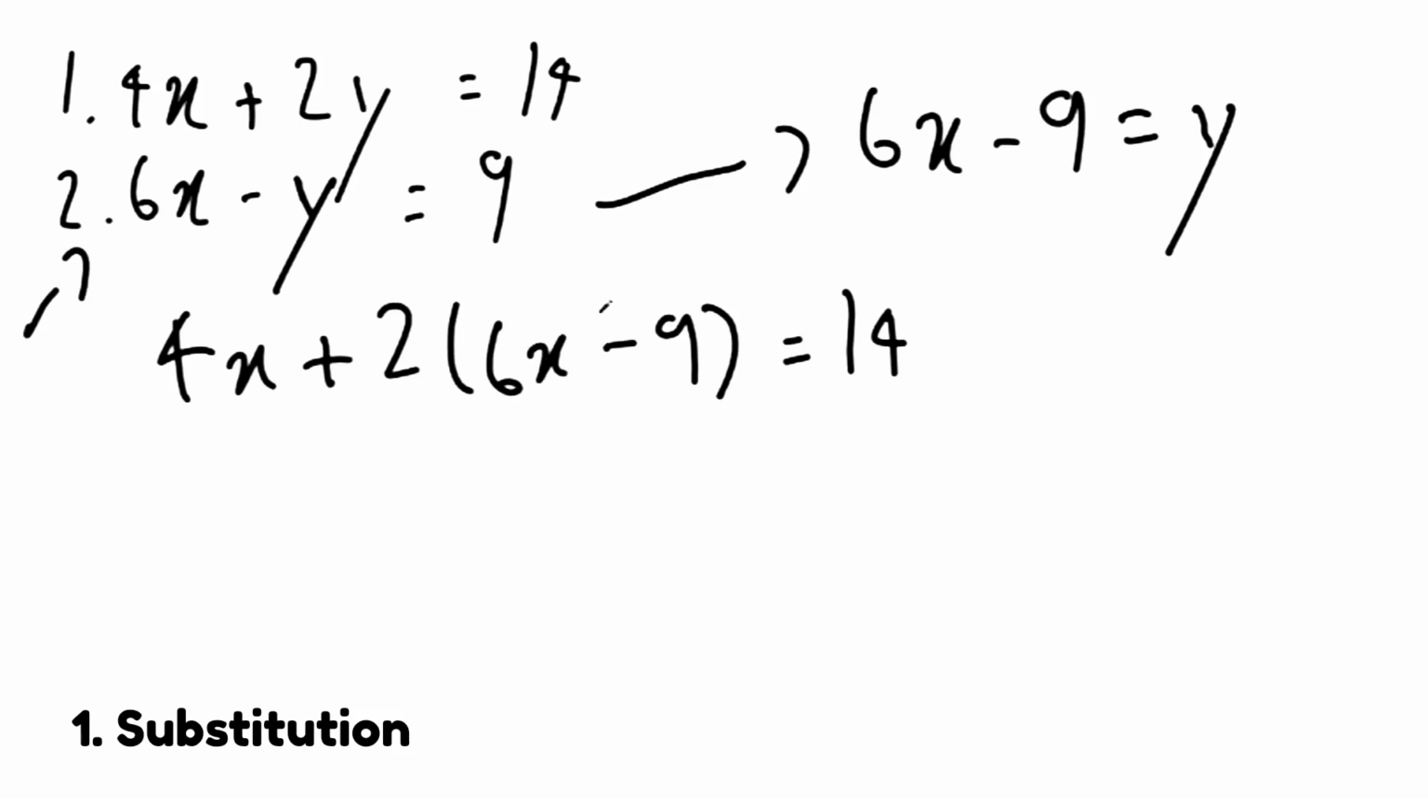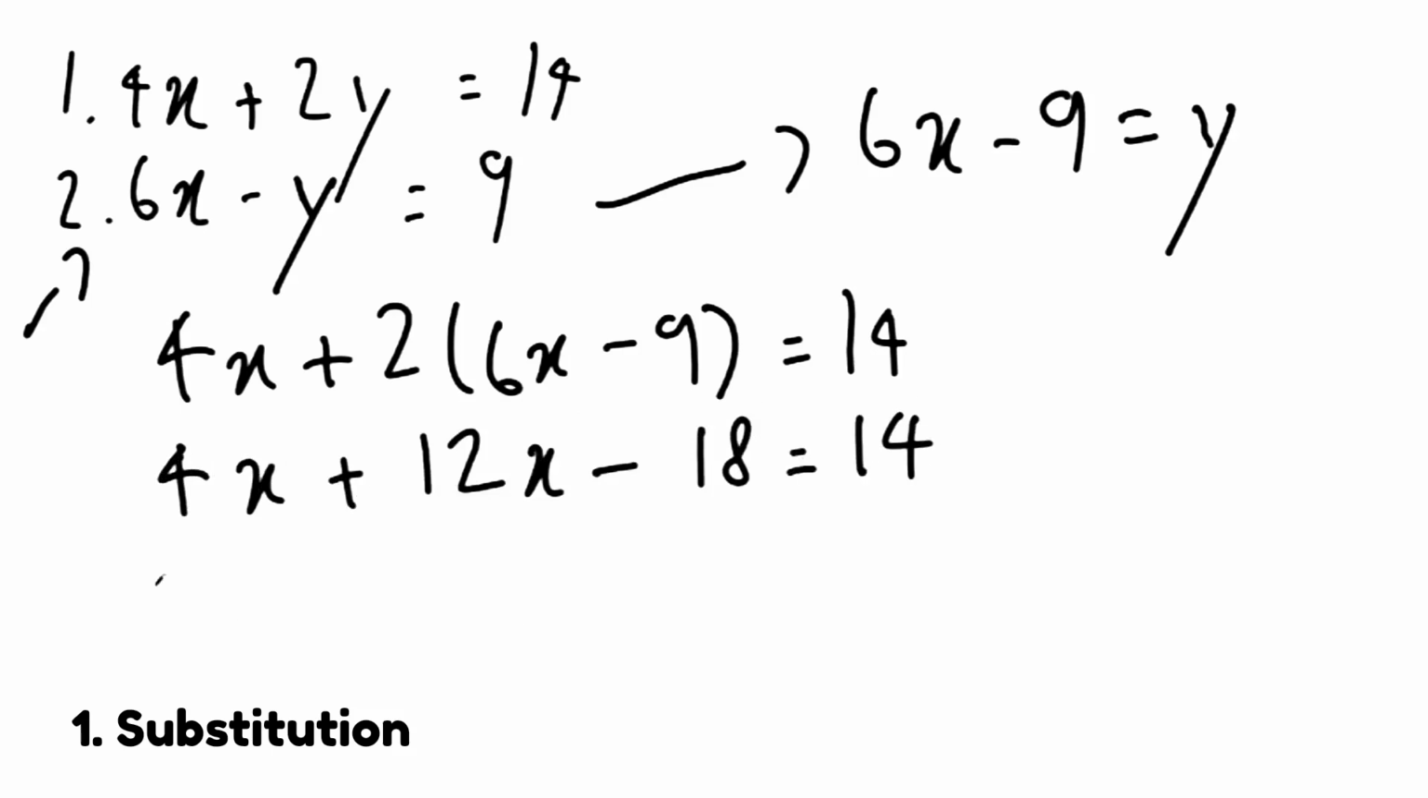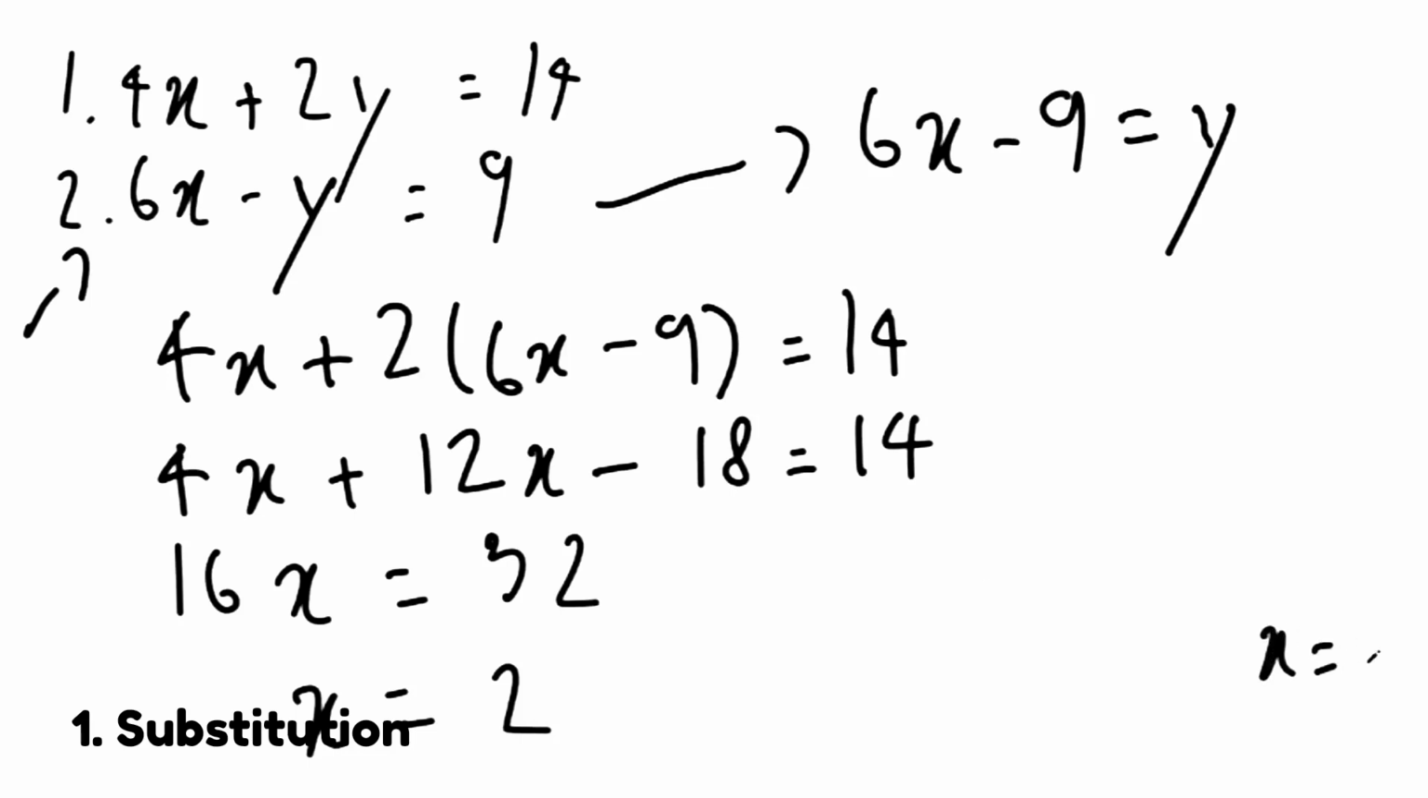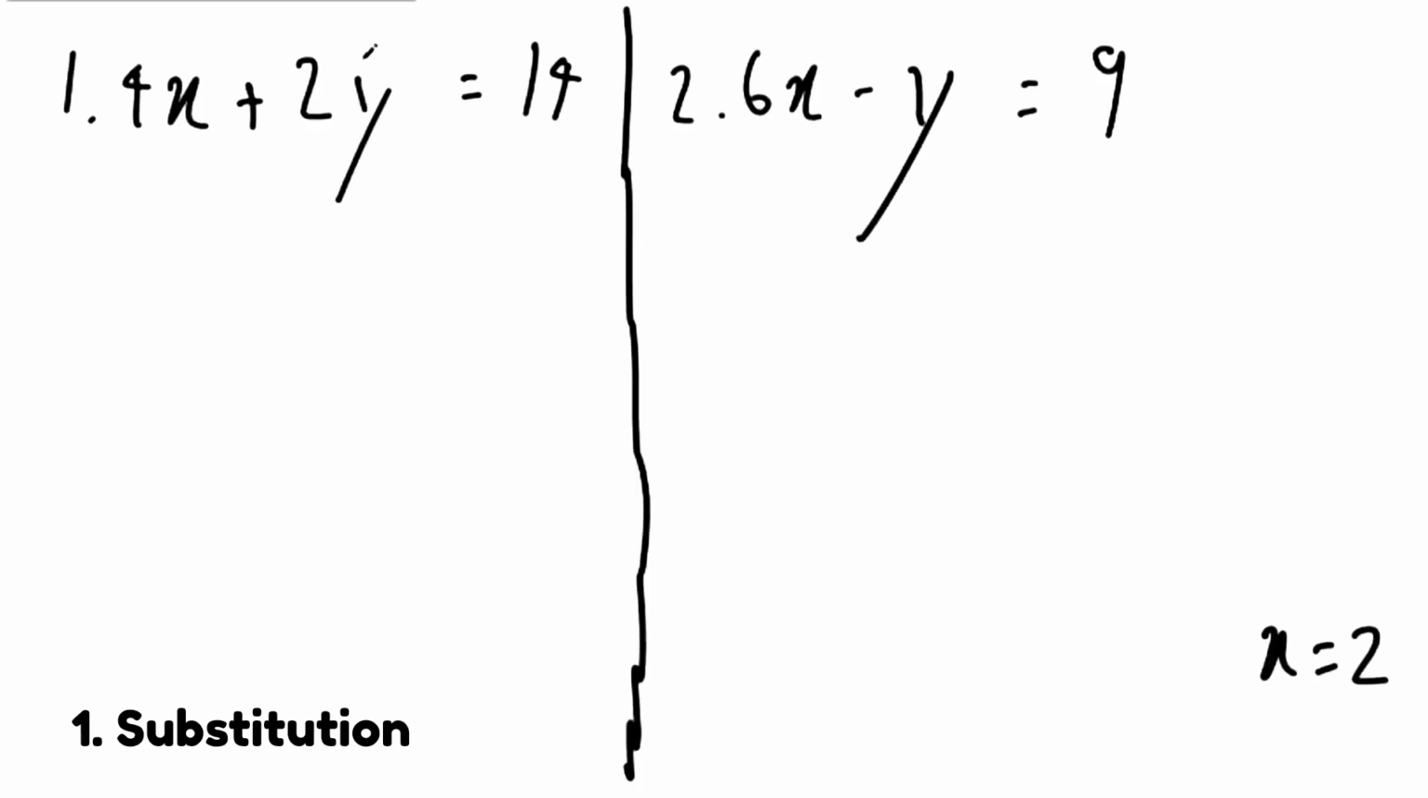So now we can solve for that variable, which is x, and find the value of x. So I'm going to simplify this equation and solve for x. And as you can see, x equals 2. So I'm going to write that number down in the corner.